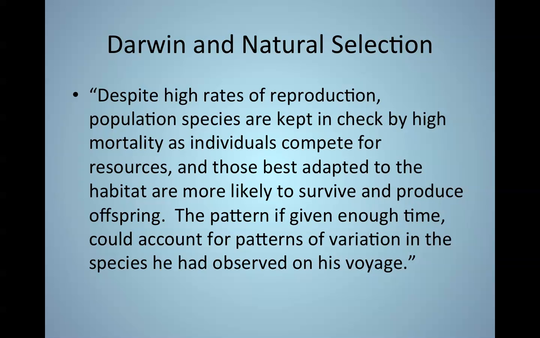So what does he conclude when he comes after looking at the Galapagos Islands and doing more and more research on different kinds of animals, different kinds of species? He says, despite high rates of reproduction, population species are kept in check by high mortality as individuals compete for resources, and those best adapted to the habitat are more likely to survive and produce offspring. The pattern, if given enough time, could account for patterns of variation in the species he had observed on his voyage. Again, this is coming from Colin Dorn. So he is looking primarily at animals, birds. So again, those best adapted to the habitat are more likely to survive and reproduce offspring. The pattern, if given enough time, could account for patterns of variation in the species that Darwin observed on his voyage.